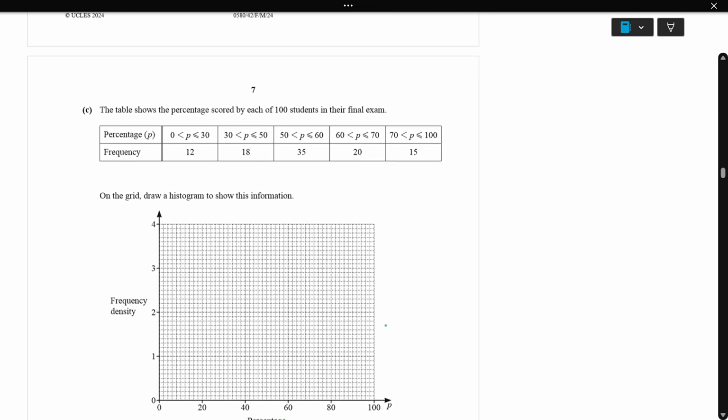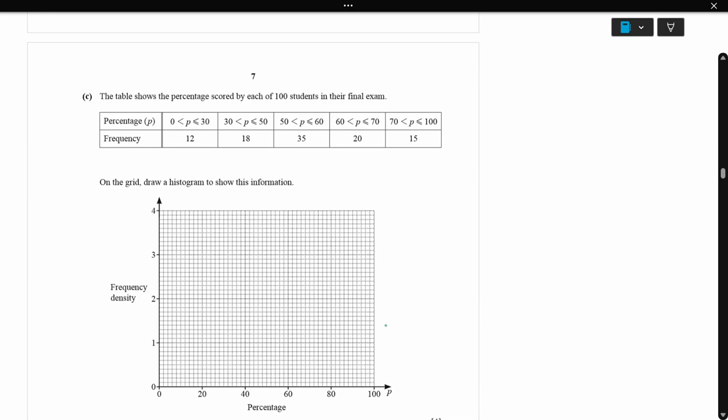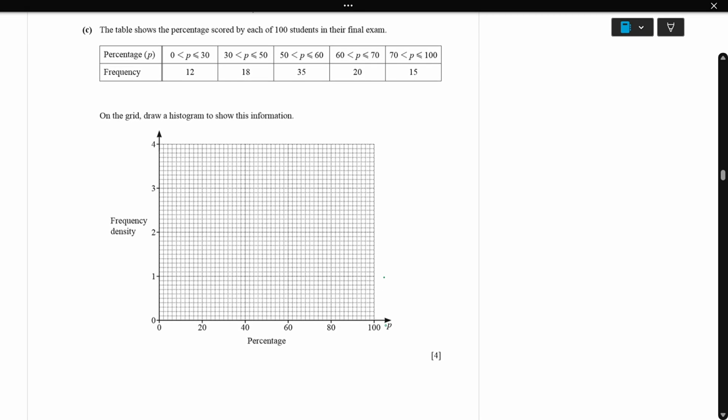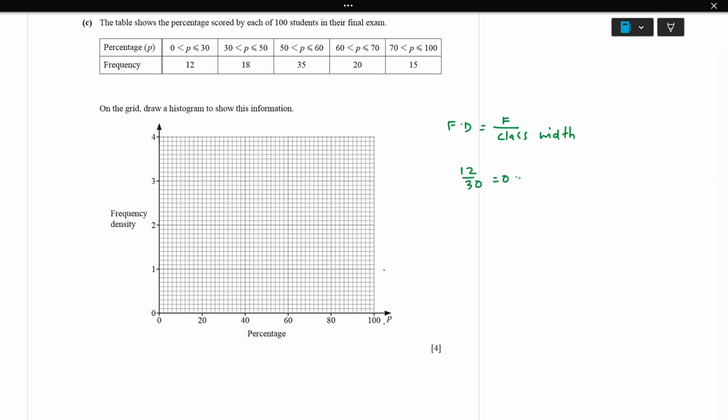The next question: the table shows the percentage scored by each of 100 students in their final exam. On the grid, draw a histogram to show this information. Here, first we need to find frequency density. The frequency density formula is frequency over class width. The first frequency is 12, the class width is 0 to 30, which is 30. So 12 divided by 30 is 0.4.